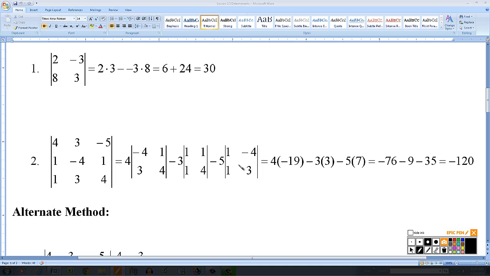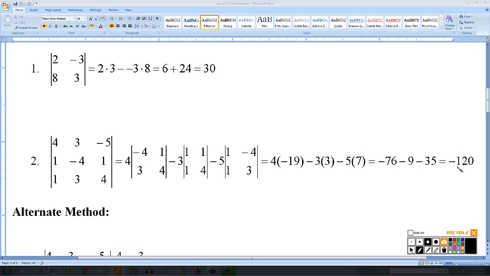So that becomes 3 plus 4, which will give me the 7. So 3 times 1 is 3, and then minus the 1 times the negative 4 makes it a plus 4. So that gives me 7. So then we just multiply 4 times negative 19, negative 76, minus 3 times 3, negative 9, minus 5 times 7, negative 35. We combine those, we get negative 120. So the value of the determinant is negative 120.